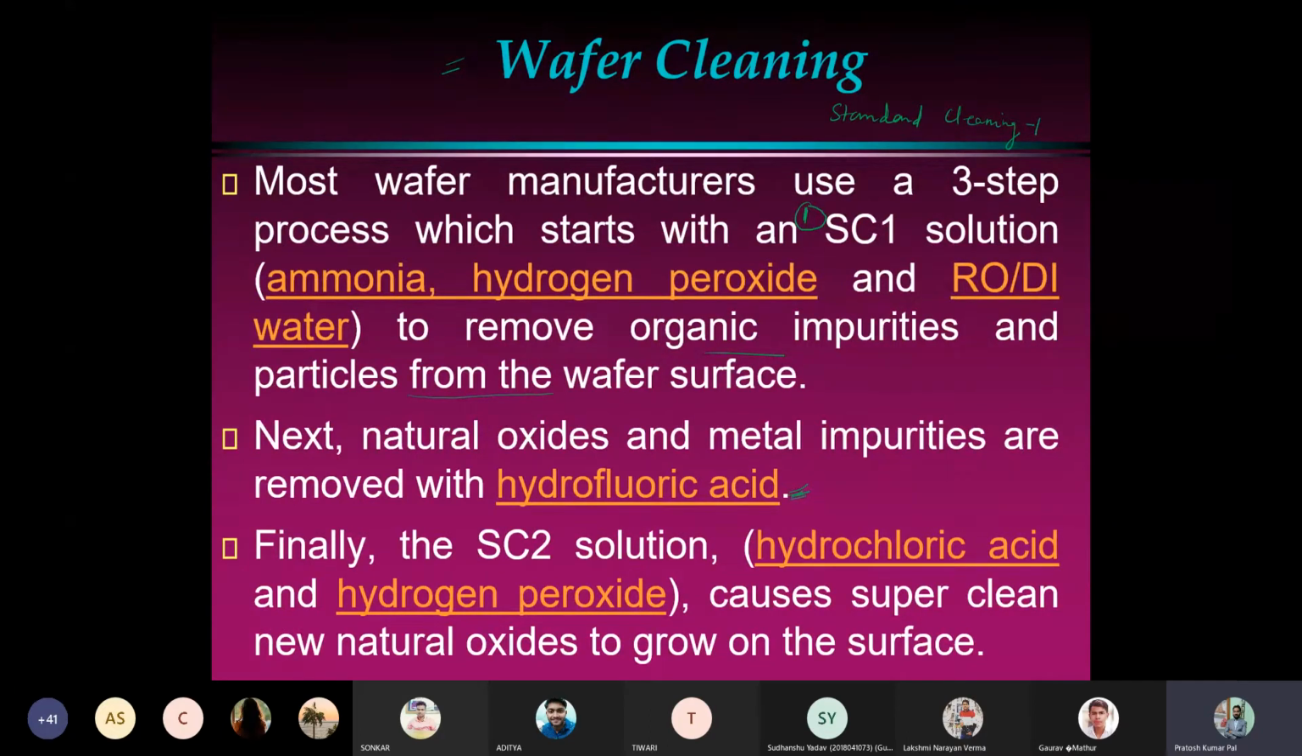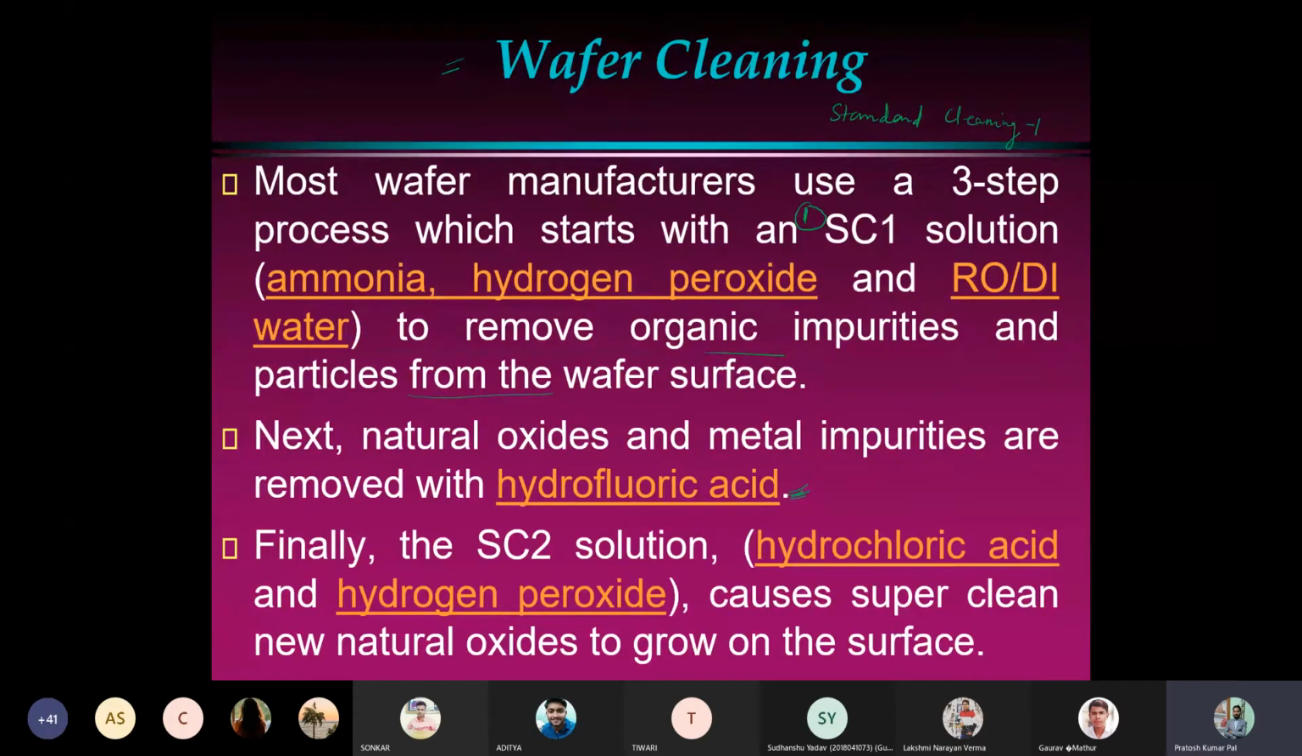Okay, that will be cleaning the new natural oxides. So it will be cleaning such that the new natural oxides can grow on the surface. Once we are using the wafer, we will be performing different steps onto the wafer. So it should be super cleaned, so that any other depositions of different layers can be done effectively without any defects, or you can say errors. Okay, so these are the cleaning steps.